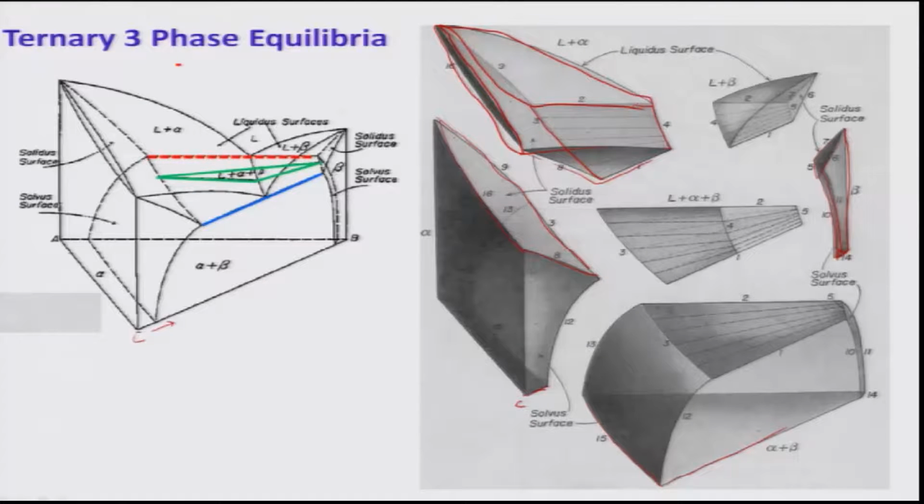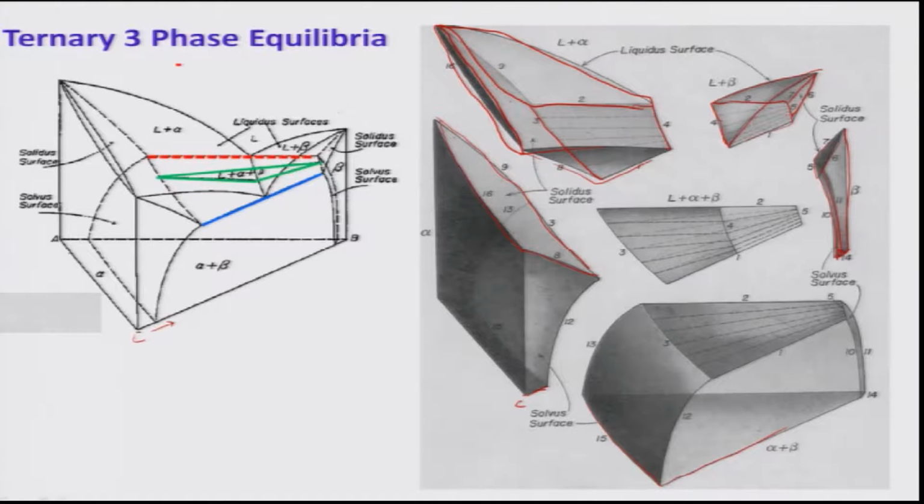Trapezoid. And the easiest one is liquid plus beta. This is again, I do not know what shape it can be called. It meets at the center. This looks like a pyramid, okay, correct.